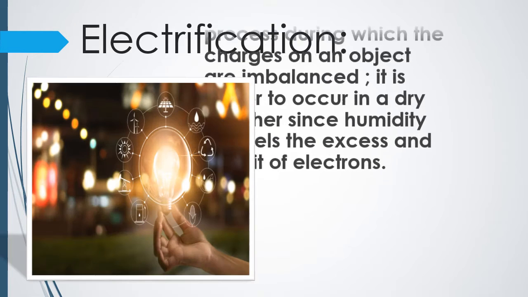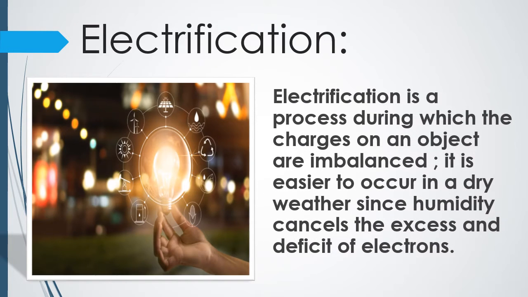First of all, electrification is a process during which the charges on an object are imbalanced. It is easier to occur in dry weather since humidity cancels the excess and deficit of electrons. So, in a simple way, electrification is a transfer of electrons from one object to another object.